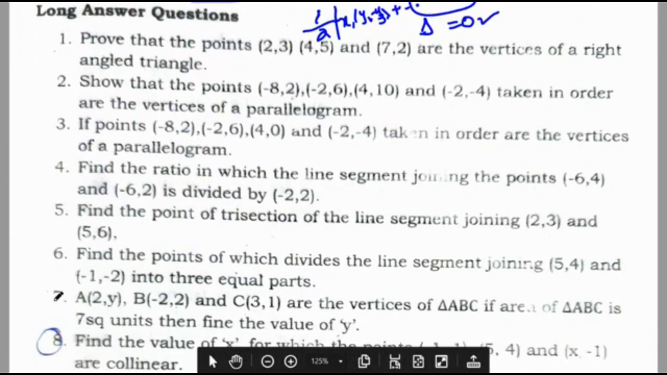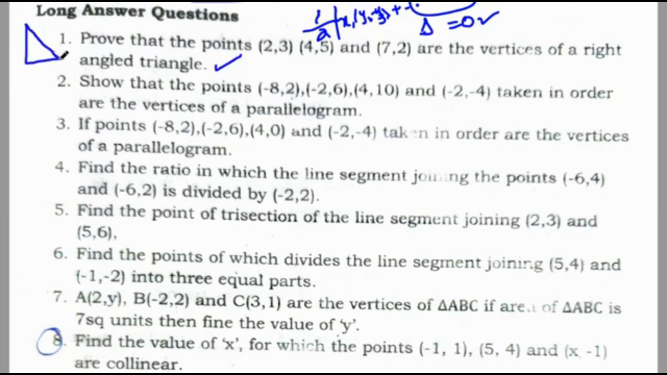Prove that the points (2, 3), (4, 5), (7, 2) are the vertices of a right angle triangle. So to prove these are the vertices of a right angle triangle, students, take A as (2, 3), B as (4, 5), C as (7, 2). Use the distance formula to find the distances AB, BC, CA. If they satisfy the Pythagoras theorem, or if you get the triplets of Pythagoras theorem, then these are the points of a right angle triangle.